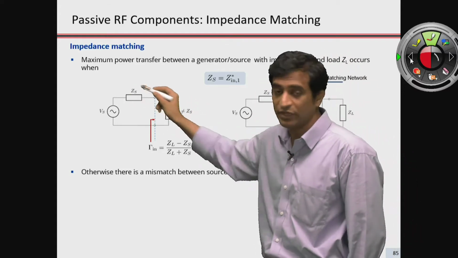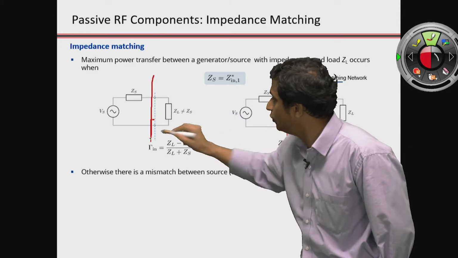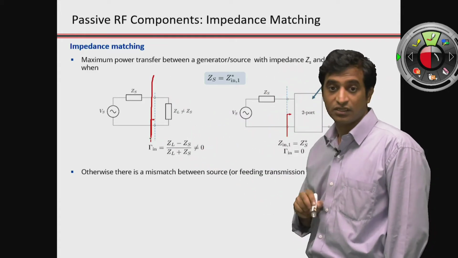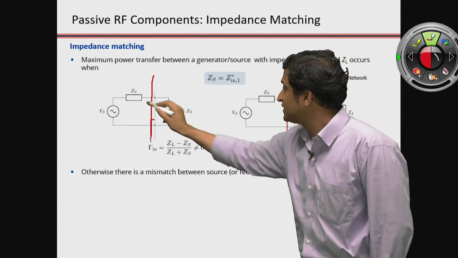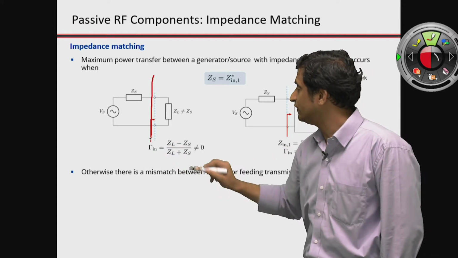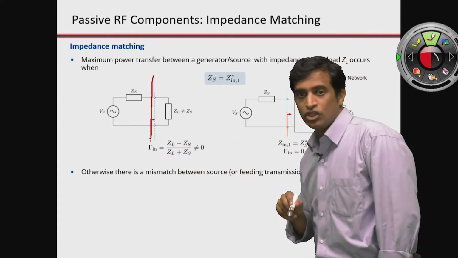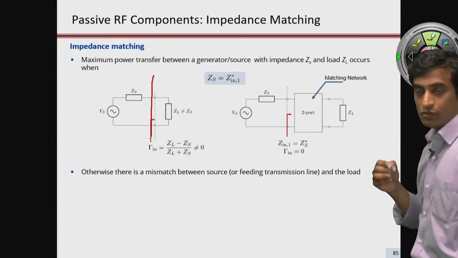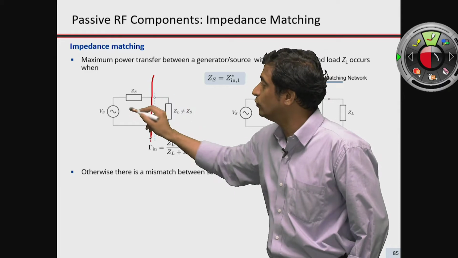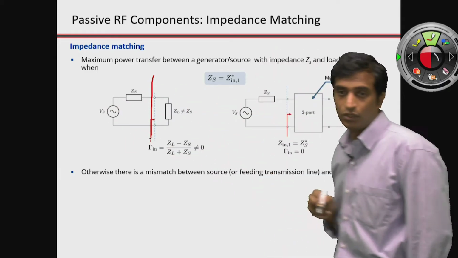In the case of generalizing that concept, in the case of having a complex load impedance and a complex source impedance, we know that the reflection coefficient at the load is going to be ZL minus ZS over ZL plus ZS. And if ZS and ZL are not the same, then this reflection coefficient is not equal to 0. So, how to have a maximum power transfer in such a scenario where the power is transferred from the source to that particular load?